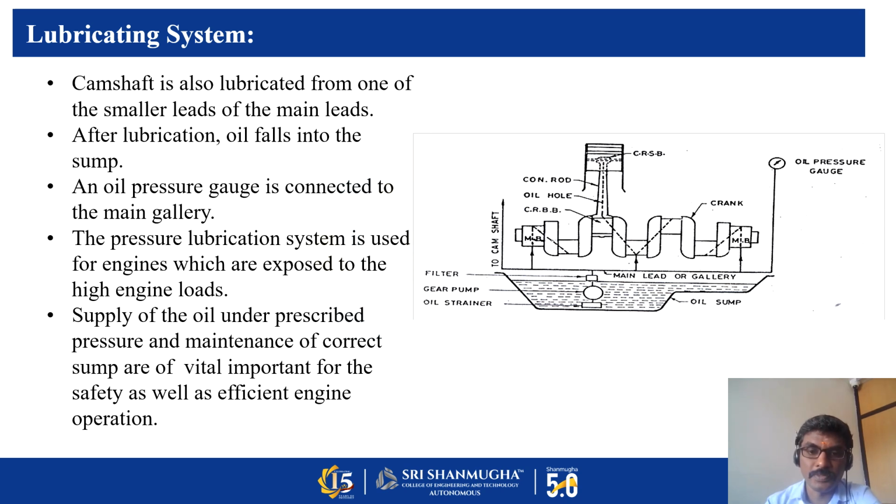See here in this picture, there are leads, shown by the dotted line, through which the oil will pass to all the moving components. This is the main lead. On both sides of the bearings we have a main lead. From the main lead the oil will move to all the moving parts. After lubrication, the oil falls into the sump. An oil pressure gauge is connected to the main gallery.